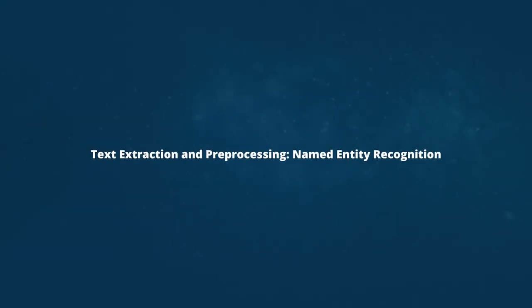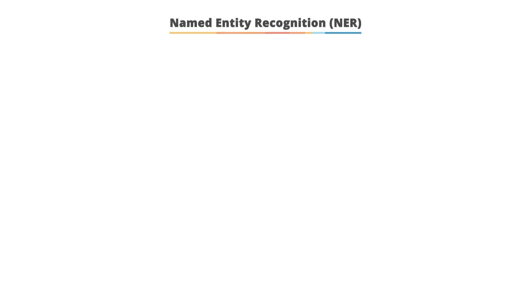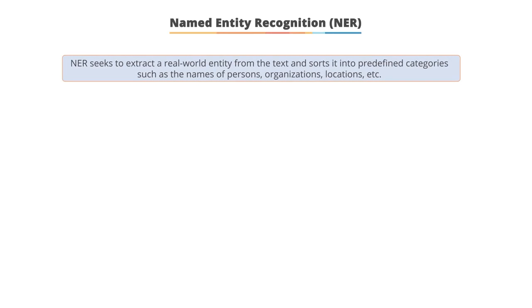Text extraction and pre-processing: named entity recognition. Now let's understand what named entity recognition is all about. NER seeks to extract a real-world entity from the text and sorts it into predefined categories, such as names of people, organizations, locations, etc.